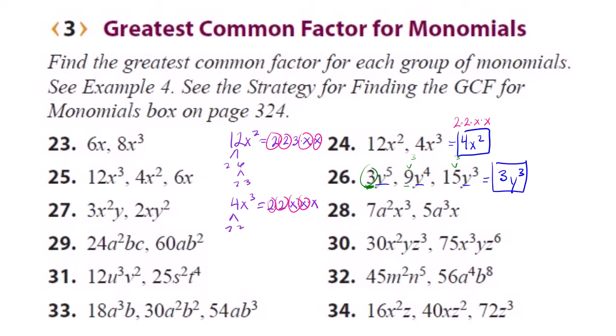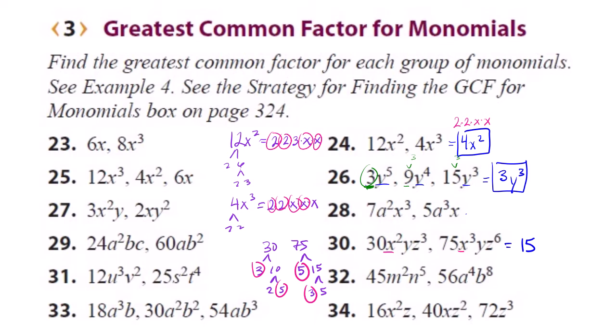Okay, so number 30, so I'm going to do the prime factorization for 30 and 75. So 30 is 3 times 10, 10 is 2 times 5. 75 is 5 times 15. 75 divided by 5 is 15, and 15 is 3 times 5. So what they have in common is they each have a 3 and they each have a 5, right? And so 3 times 5 is 15. So 15 is the numerical greatest common factor.